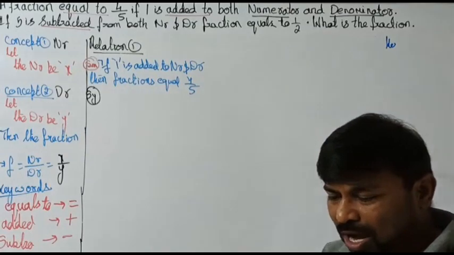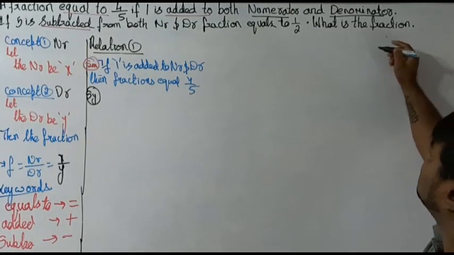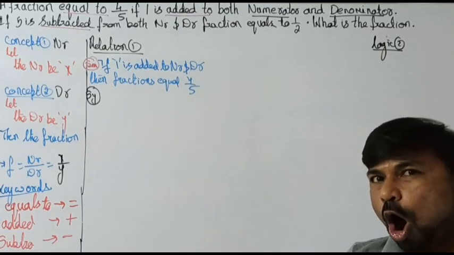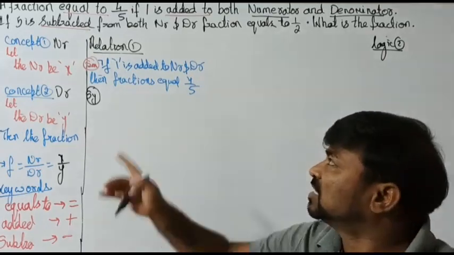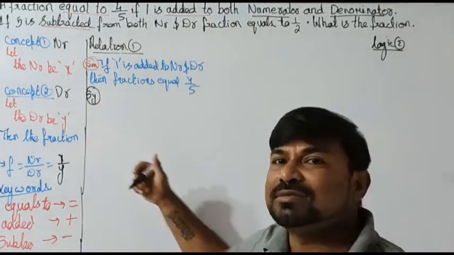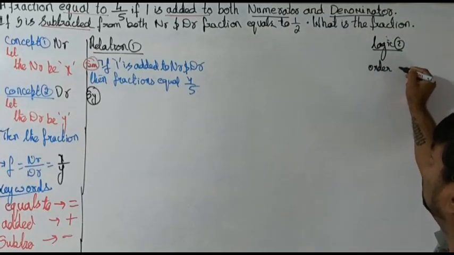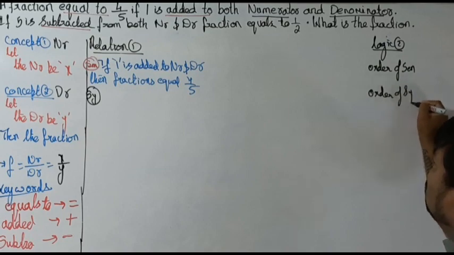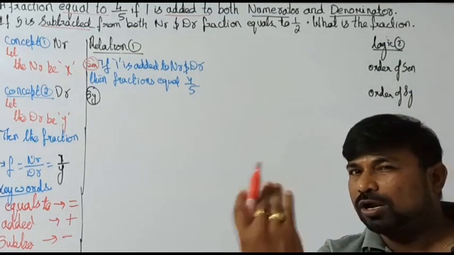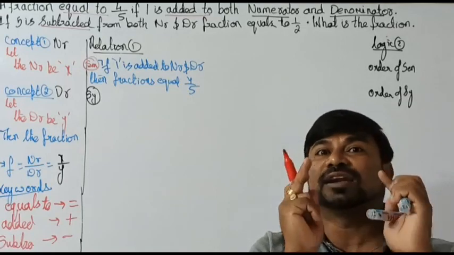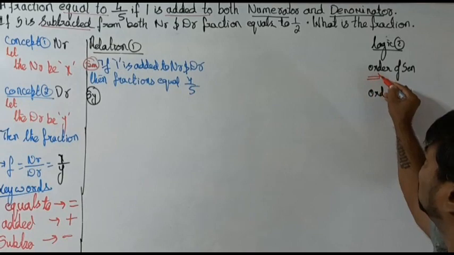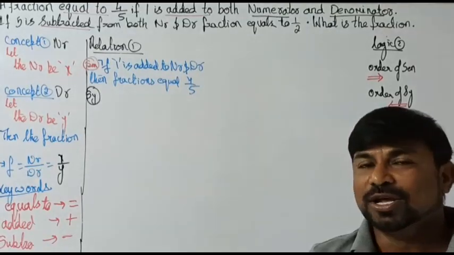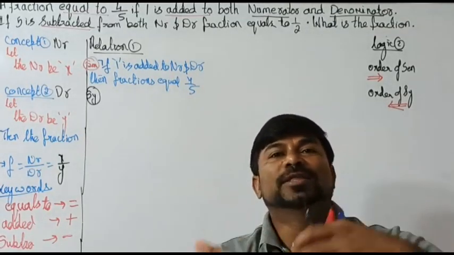Okay, so before going to that one, let me deal with a logic here. Logic 2, I am talking about. What is that logic? It is nothing but the order of the relation, or order of the sentence, and the order of the symbol. You have to know this one. Always please remember, order of sentence and order of symbol will always be in the reverse direction. If the order of sentence is going in this direction, then the order of symbol will be going in the opposite direction.